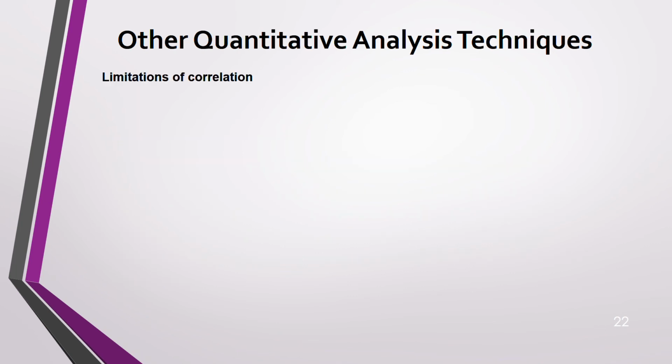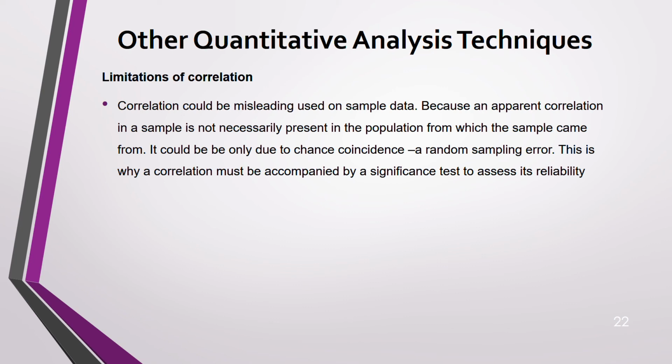Now there are limitations of this correlation also. What is it? Number one, it is used on sample data and it can be misleading. You're taking it from a sample that can have an error. You're not taking it from the population. So you might have come across a random sampling error. Maybe due to some coincidence, there might be some relationship. Maybe actually there might not be any relationship, right?